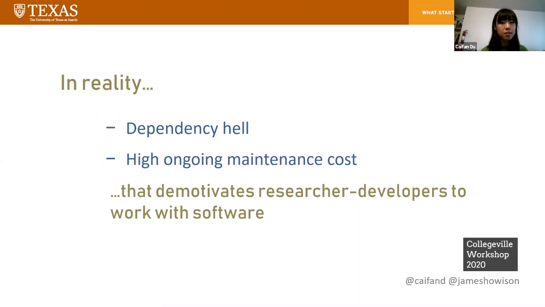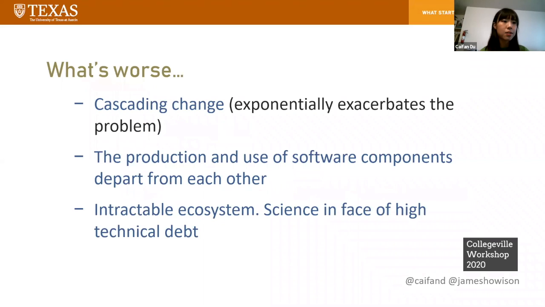Essentially, because code is changing all the time, it's common. When I was a graduate student and worked with my advisor's old code, I was driven crazy by dependency hell. The time that I spent solving that was far longer than what I spent getting results once the code was in good status. And that really demotivates researcher developers from working with software and potentially undermines their productivity.